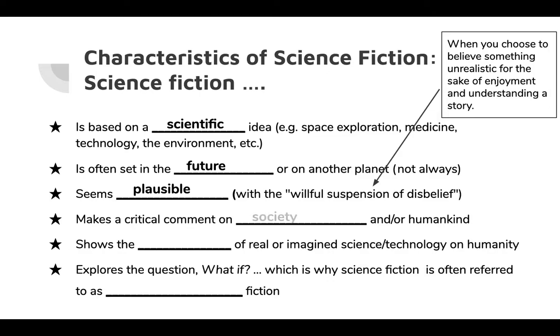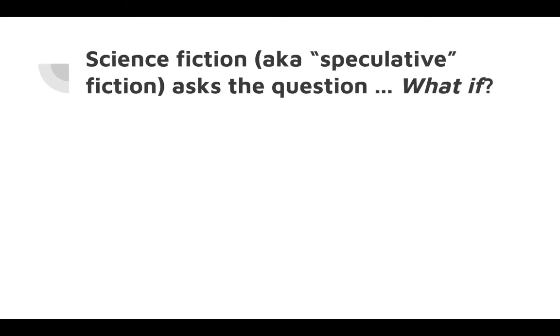Science fiction tends to make a critical comment on society or humankind, meaning a criticism, like take some aspect of society or humanity and shines sort of a bright spotlight on its flaws. It shows the impact of real or imagined science or technology on humanity. So a story, for example, about somebody who invents a time machine, and then we would see how time travel impacts society or humanity. And all science fiction explores the question, what if? Which is why science fiction is often referred to as speculative fiction, because it speculates what if, and I would honestly say that we should probably change the name of the genre to speculative fiction, make it official.